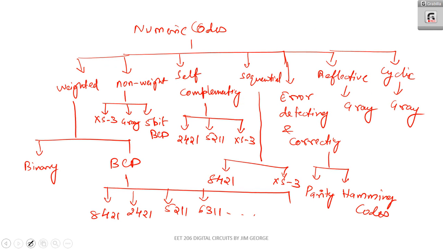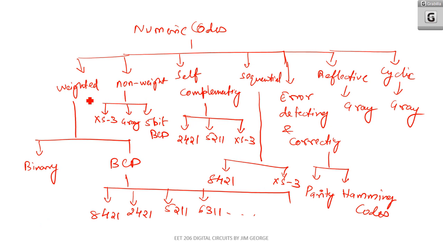Then classification of numeric codes. Numeric codes are classified as weighted code. Weighted codes are again classified into binary code and BCD code. Now non-weighted codes are again classified into types: XS3 code, for example, gray code, and 5-bit BCD code. Self-complementing codes, for example, are 2421 code, 5211 code, and XS3 code.